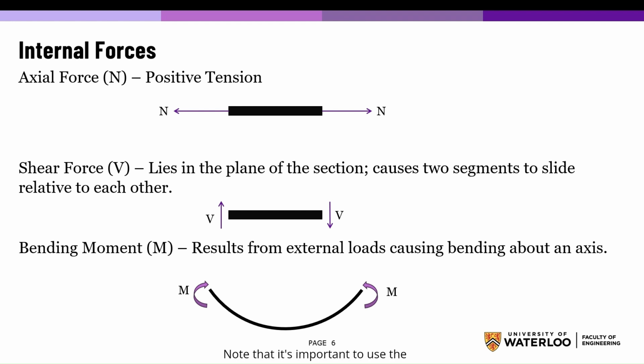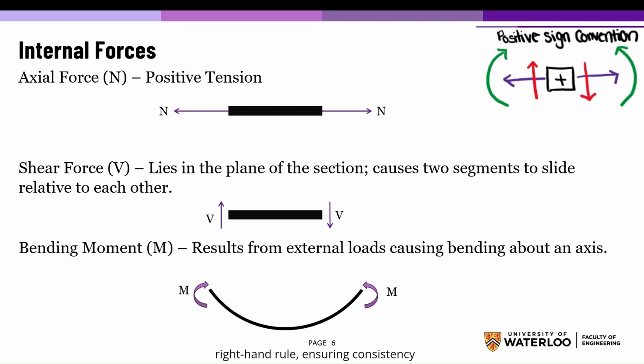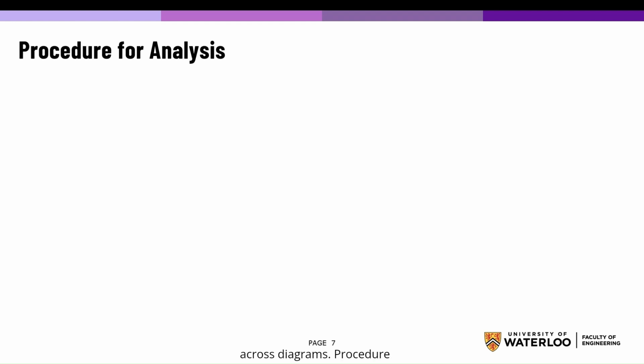Note that it's important to use the positive sign convention in internal loadings, which is crucial for maintaining consistency, clarity, and accuracy in structural analysis. For axial force, tension is usually considered positive, pulling apart, and compressive is negative, pushing together. For shear forces, a positive convention typically follows the right-hand rule, ensuring consistency across diagrams.